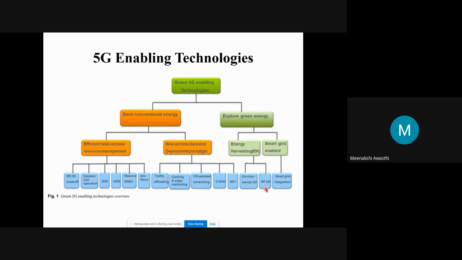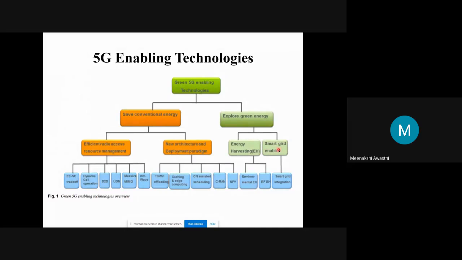Second is the RF energy harvesting. RF energy harvesting means harvesting energy from radio signals over the air, which can transform harmful interference into a valuable source of electromagnetic-based power. So if we harvest from radio signals, it comes under radio frequency energy harvesting. If we harvest from natural resources, it comes under environmental energy harvesting.